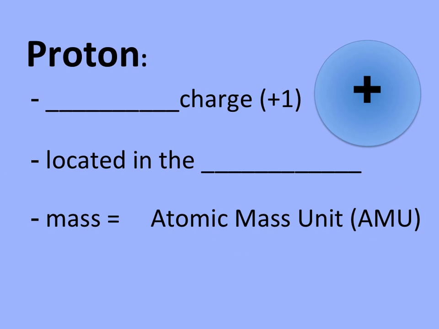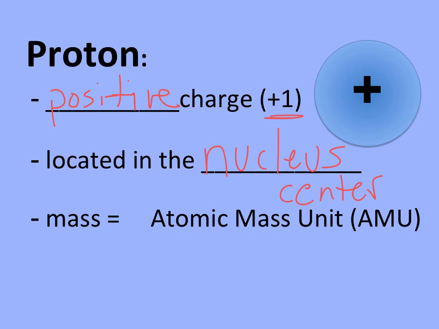So starting off with protons. Protons have a positive charge. Okay, they have a positive 1 charge. So think proton, positive, both start with a P, easy to remember. They are located in what's called the nucleus of the atom. The nucleus is the center. And the mass of a proton is 1 atomic mass unit. This is the measurement that they use for things on the subatomic level.